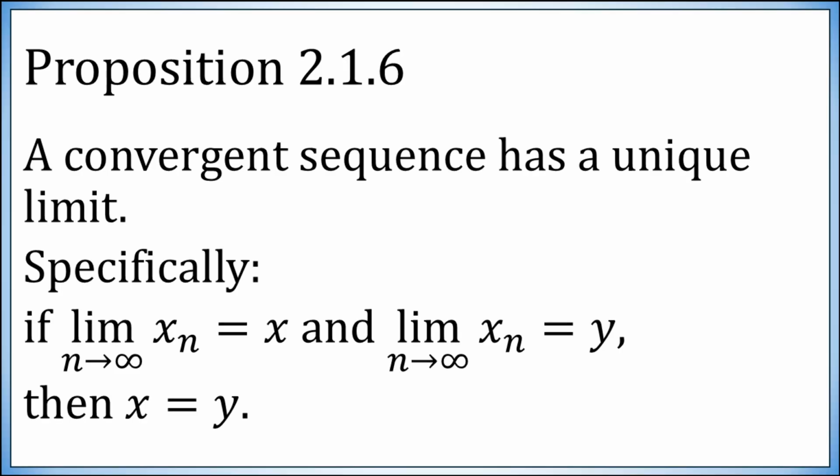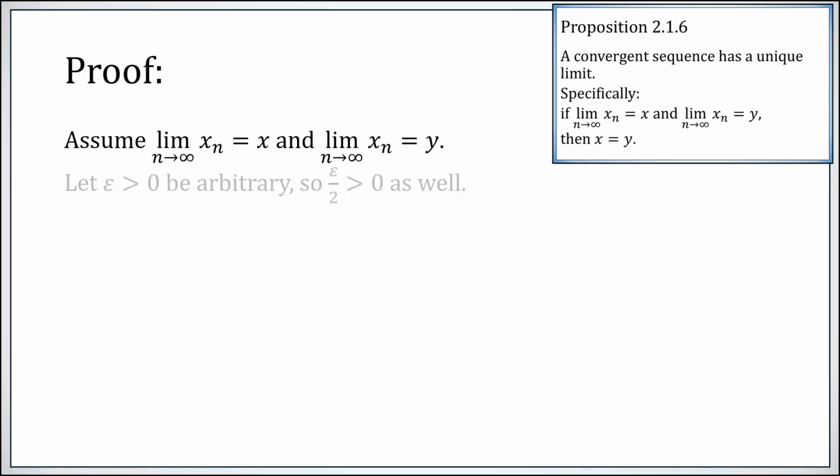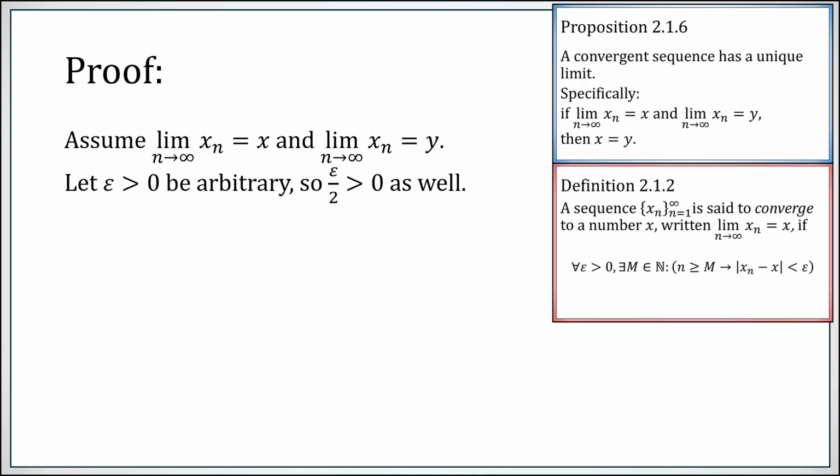Okay, so how are we going to prove this? Assume that the limit of xn is x and the limit of xn is y. Now let epsilon be an arbitrary positive number, so half of it is positive as well. Now let's remember this definition. We are assuming that this definition holds for x, but also for y.